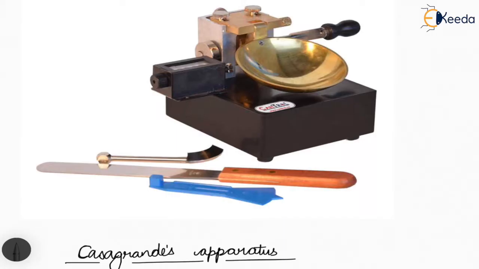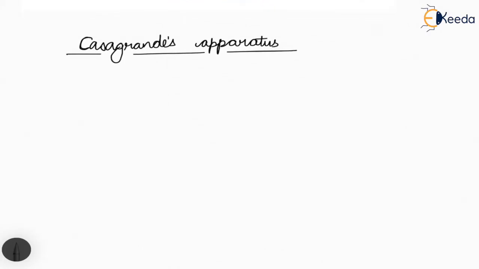And this is the Casagrande apparatus, which is shown above. So let us try to understand how to perform this test and how to obtain the value of liquid limit. So let us start. As we know, liquid limit may also be defined as the minimum water content at which a part of soil cut by a tool of standard dimension starts to flow.